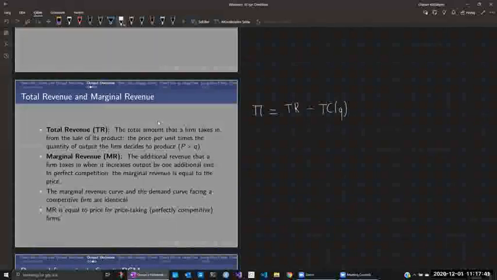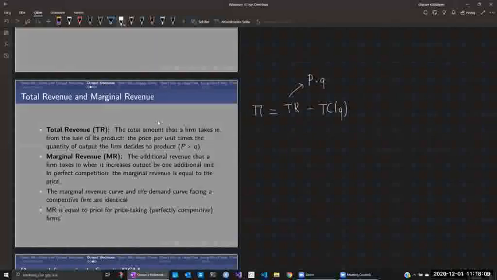And total revenue is even simpler, because in a perfectly competitive market, there is a price that happens in the market, right? So the single firm who would like to maximize the profit observes this price and has no control over this price, but what it chooses is the level of production.